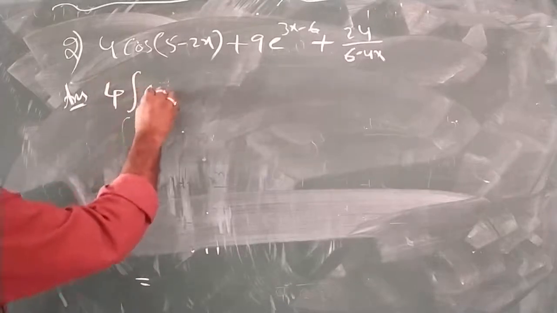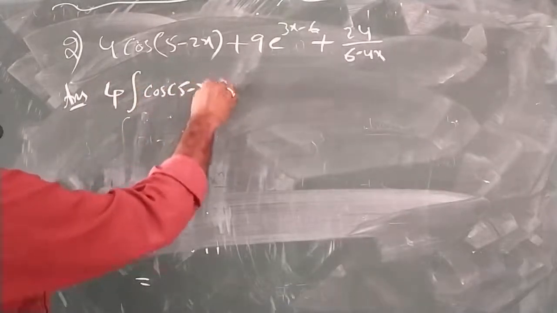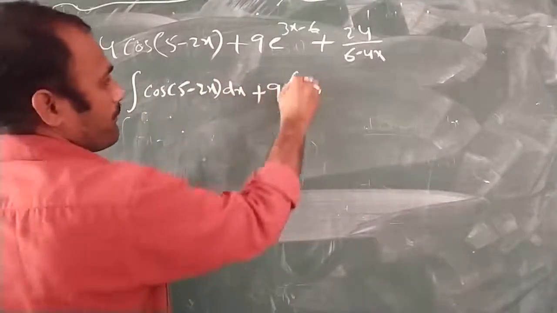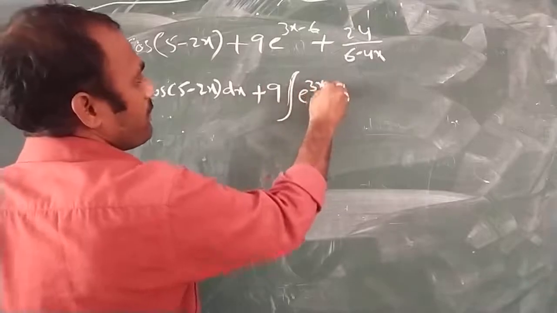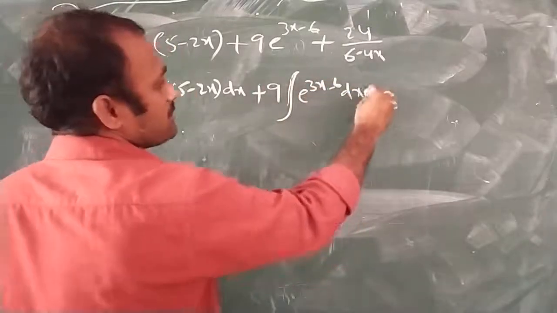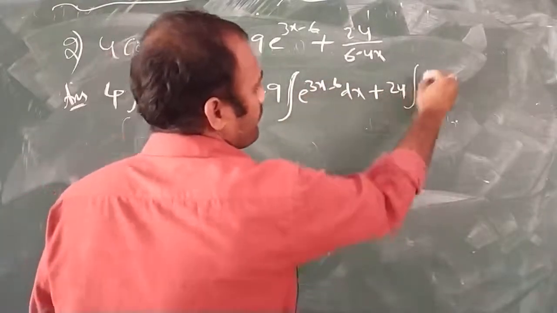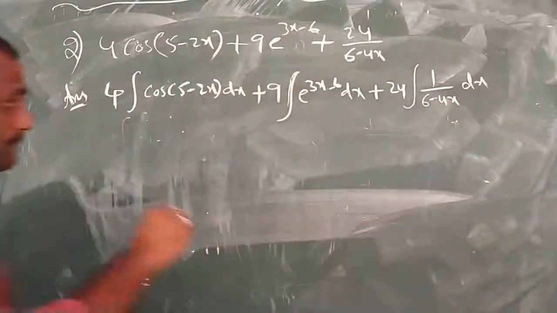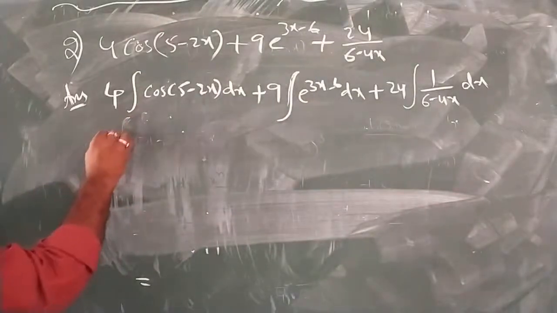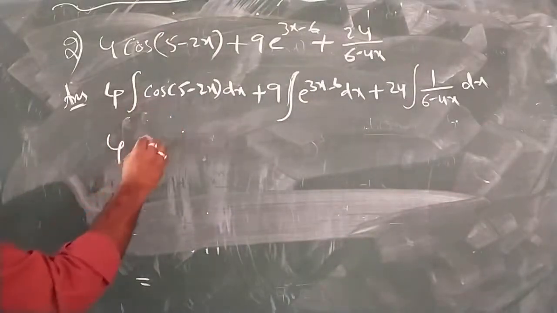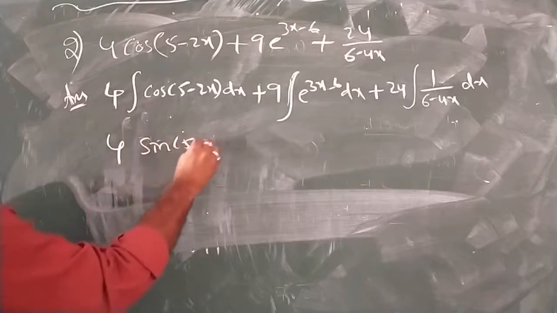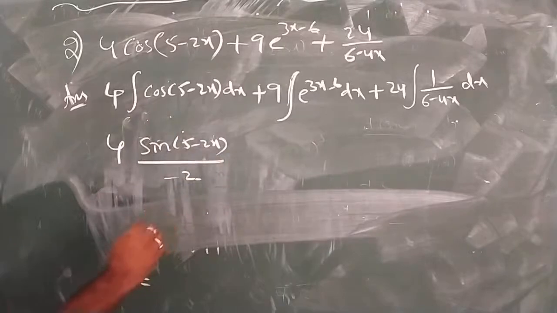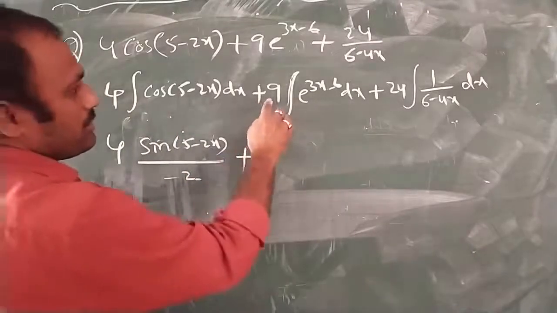4 integral of cos of (5 minus 2x) dx, plus 9 is the constant term, integral of e power (3x minus 6) dx, plus 24 is the constant term, integral of 1 by (6 minus 4x) dx. Integral of cos will be sine. So sine of (5 minus 2x) divided by, since there is minus 2, we have to write minus 2, plus 9 as it is.